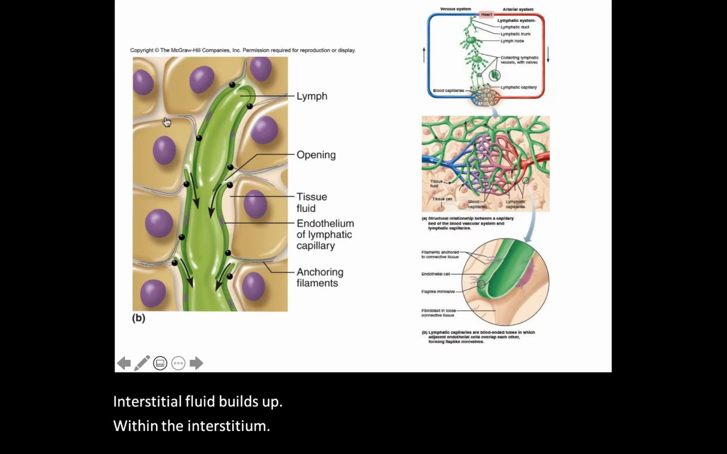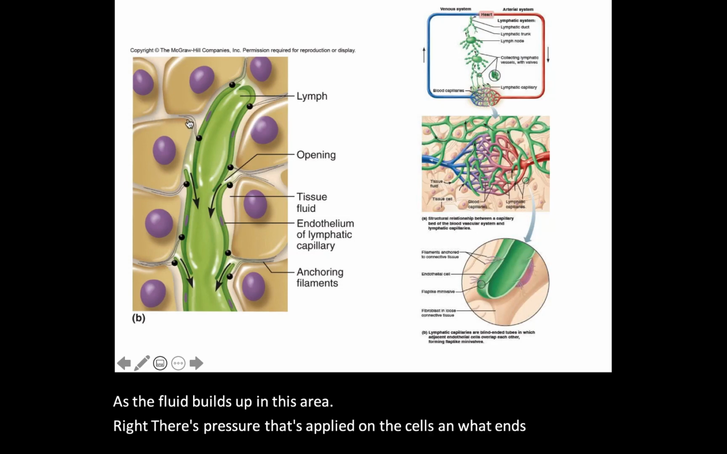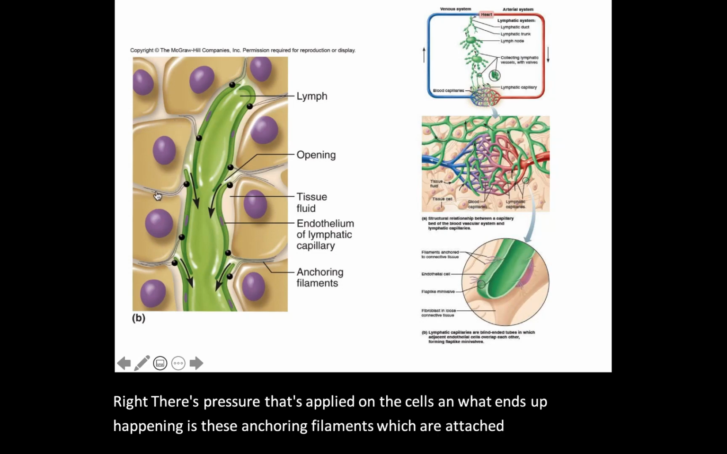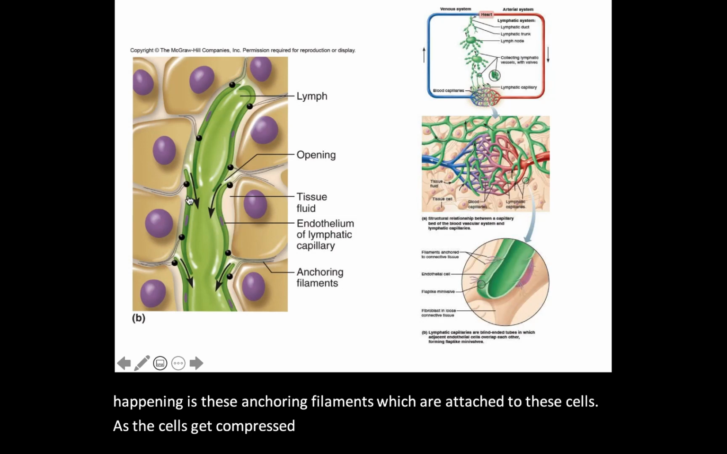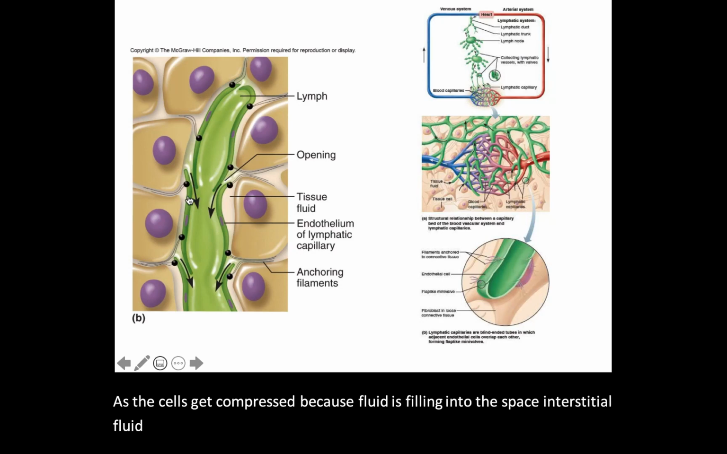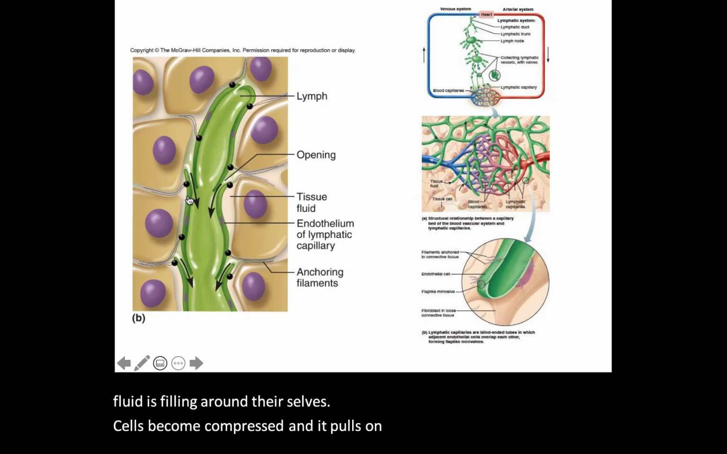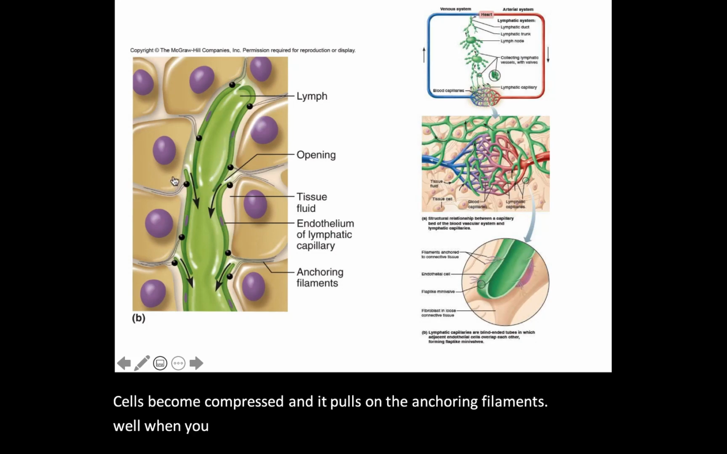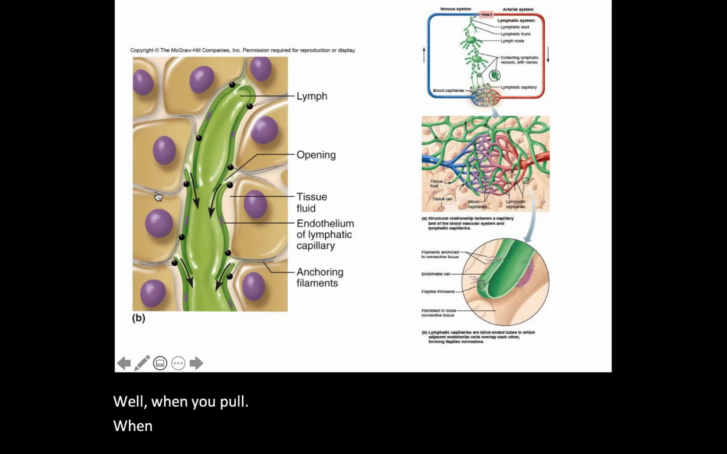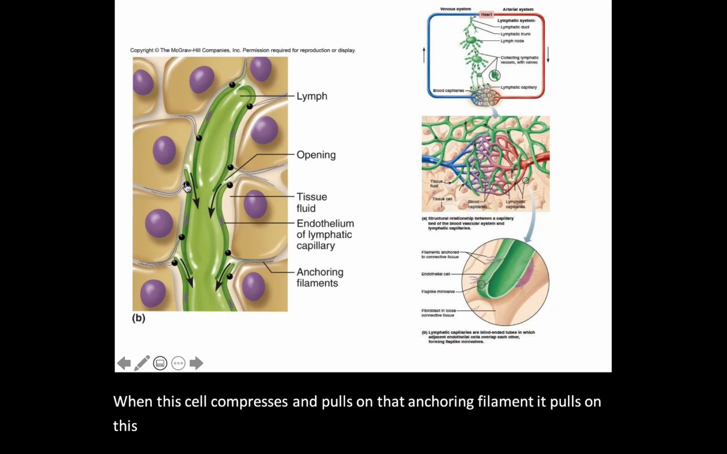as the fluid builds up in this area, there's pressure that's applied on the cells. And what ends up happening is these anchoring filaments, which are attached to these cells, as the cells get compressed because interstitial fluid is filling around those cells, the cells become compressed and it pulls on the anchoring filaments. Well, when this cell compresses and pulls on that anchoring filament, it pulls on this protein, which is attached to this endothelial cell, and it pulls that.